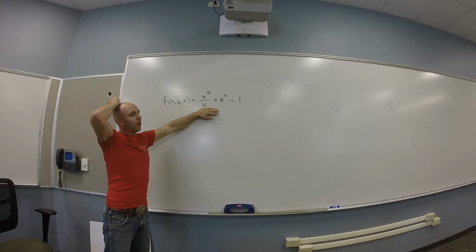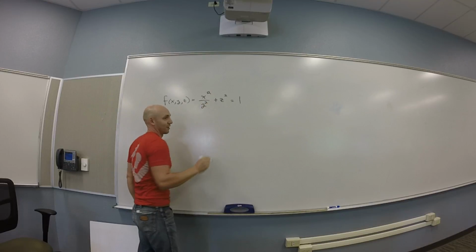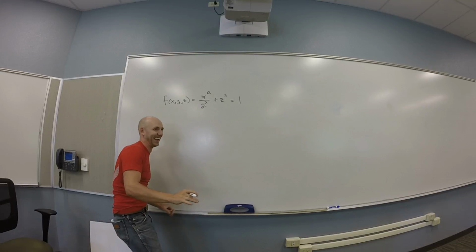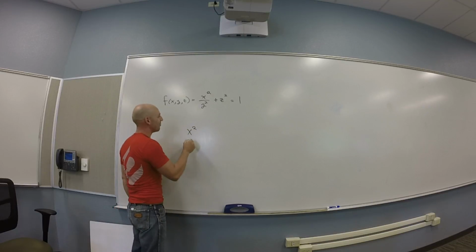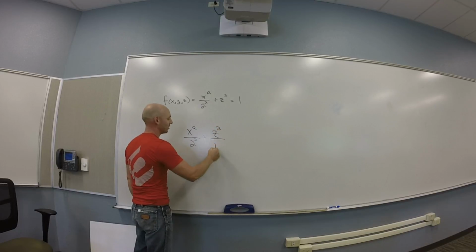But with the over 4 in there, I don't know. It could be stretched in. What if I told you 4 was 2 squared? So in other words, I'm wondering about this thing, right? What if I told you that z squared is over 1 squared?